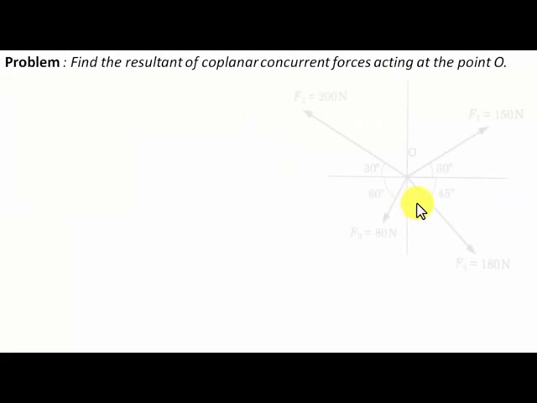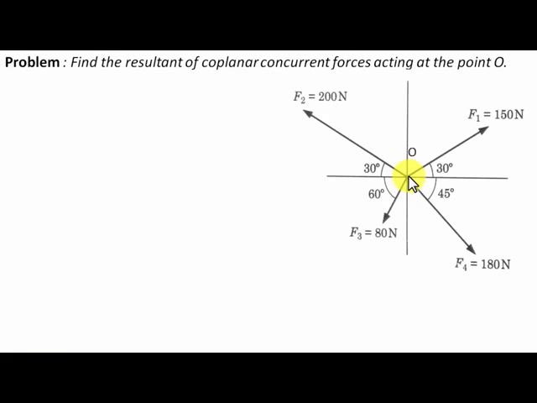So this is the figure in front of us, and this is the point O, which is being pulled in 4 different directions by these 4 forces, F1, F2, F3 and F4. What we need to do is find the resultant of the coplanar concurrent forces acting at the point O. How can that be done?